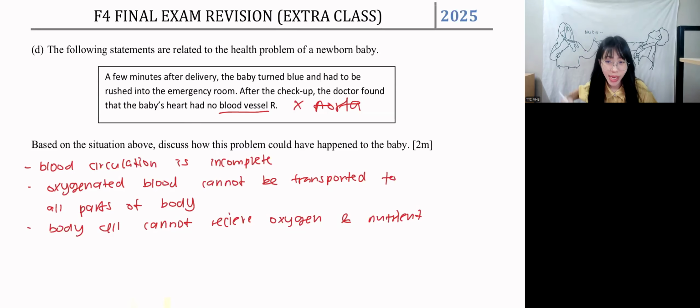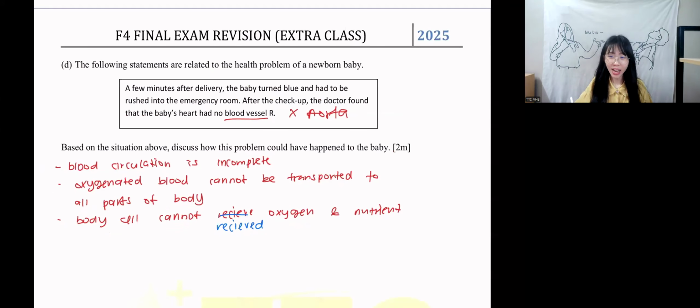I spelled receive wrongly. Oh yes. You're auto-correct, guys, okay? If I spell wrongly, you're auto-correct. Okay, thanks. How come it's still wrong? Okay, receive.